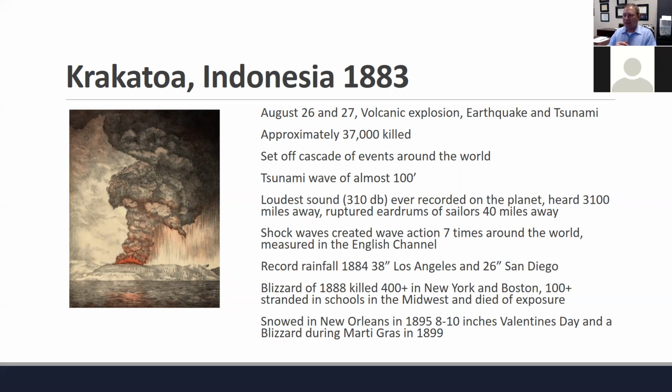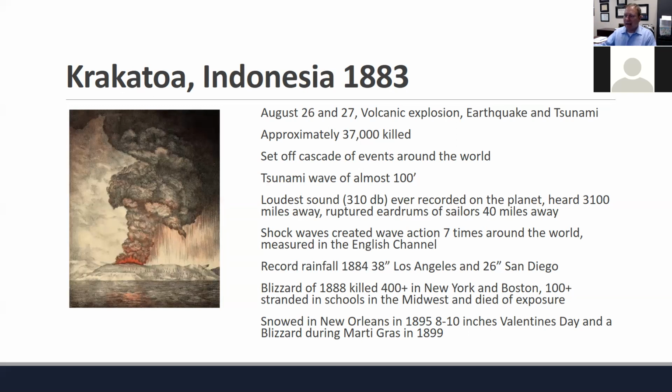Record rainfall in Los Angeles and San Diego, 38 inches and 26 inches, because all of this debris moves up into the atmosphere, seeds the clouds, creates this constant rainfall, and created substantial climate change for about 20 years thereafter. Some really extraordinary climate-related events took place in the next, again, 16 to 18 years after Krakatoa.